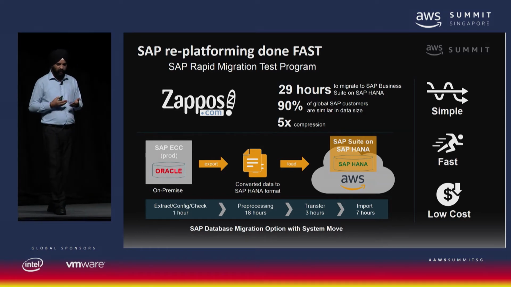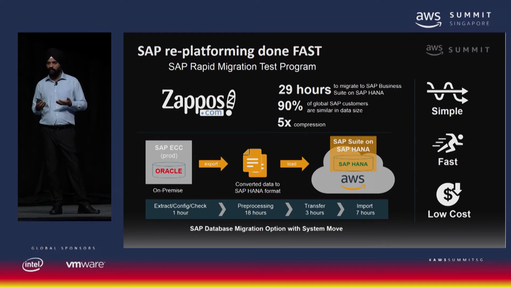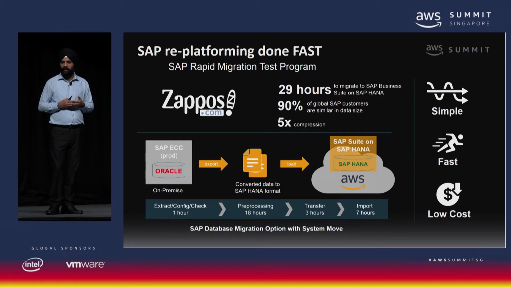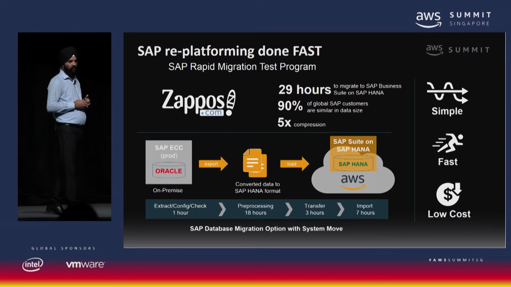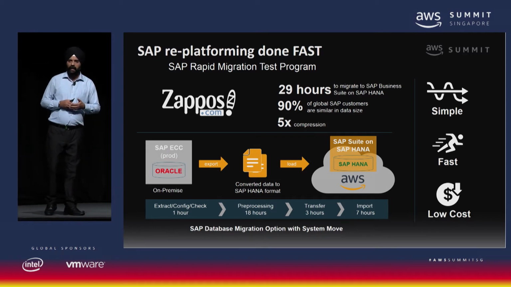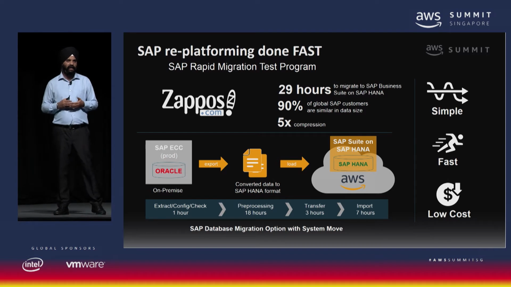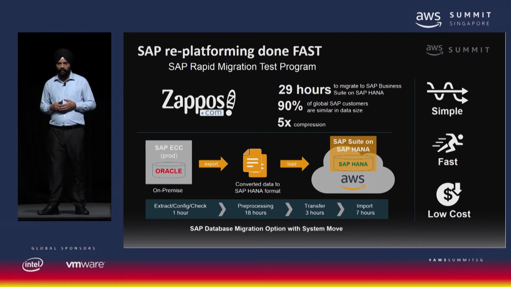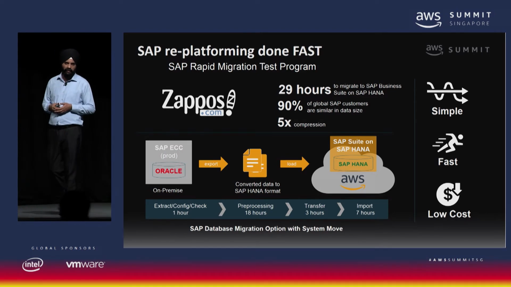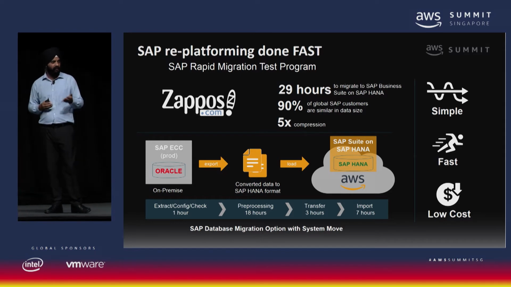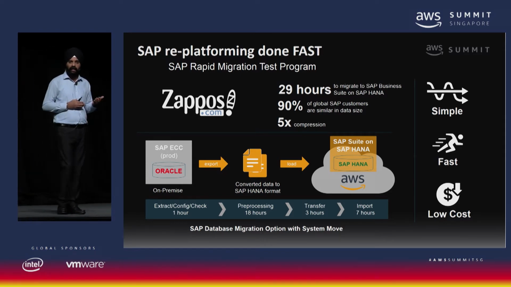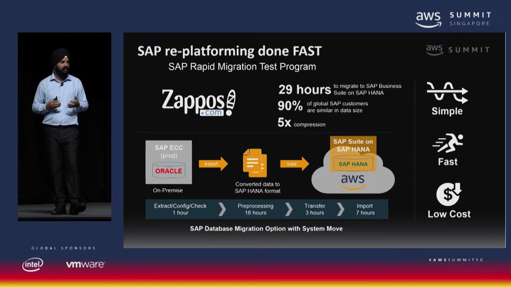And for this to be done, SAP has announced their database migration option, which is part of their Software Update Manager. This new functionality is called DMO with System Move. DMO with System Move gives you the capability to do Unicode conversion, upgrade, as well as migration to SAP HANA or SAP ASC in one single step, reducing your downtime required for migration as well as complexity significantly. Our customers, Zappos, for example, have used the same program to migrate their SAP ECC system running on Oracle to Suite on HANA on AWS in under 29 hours.